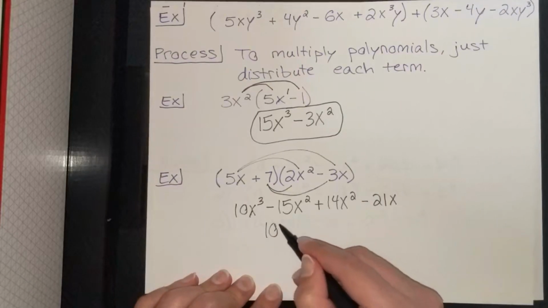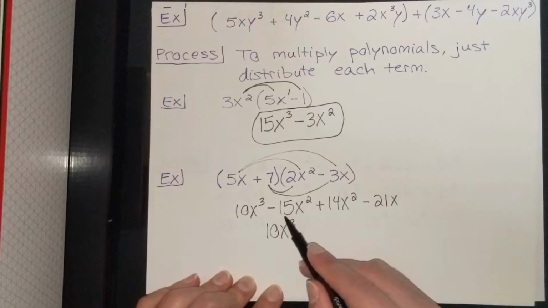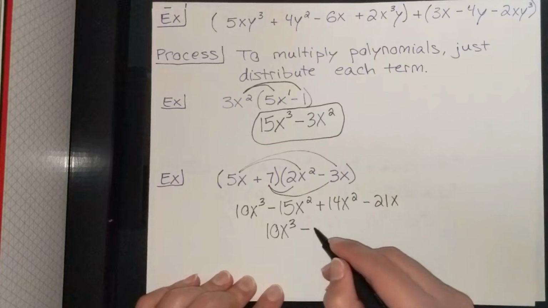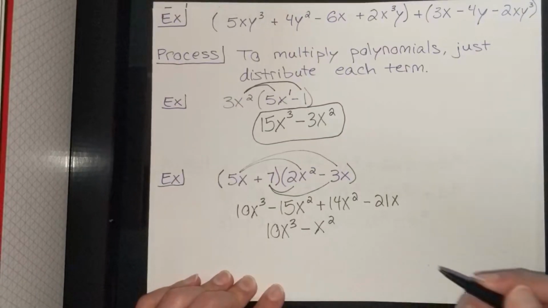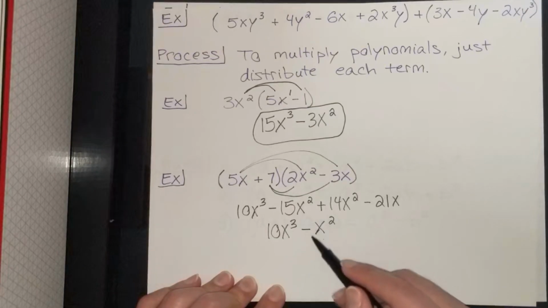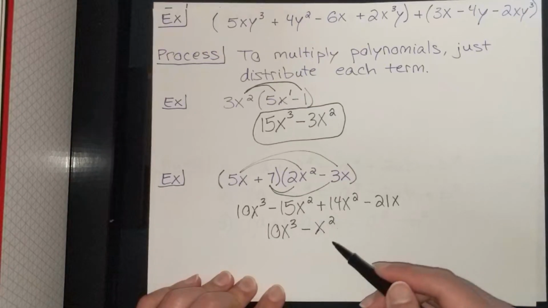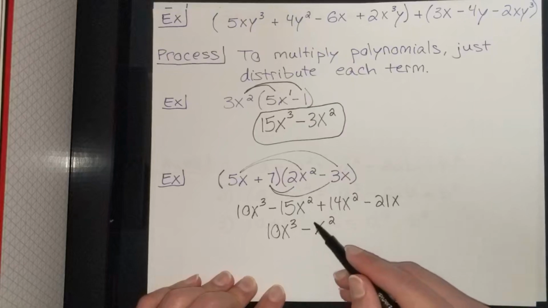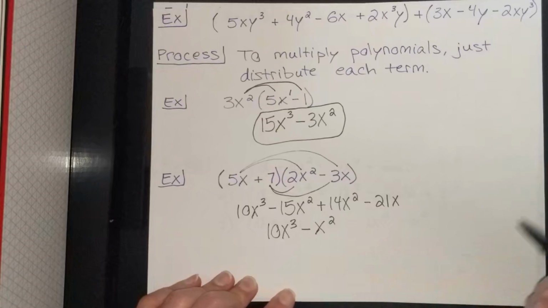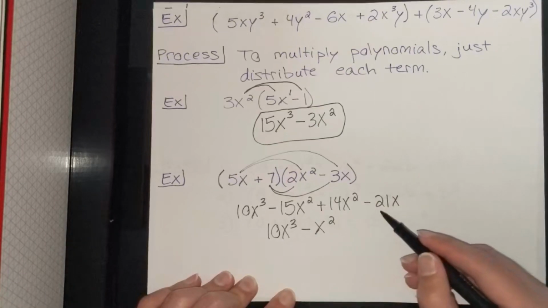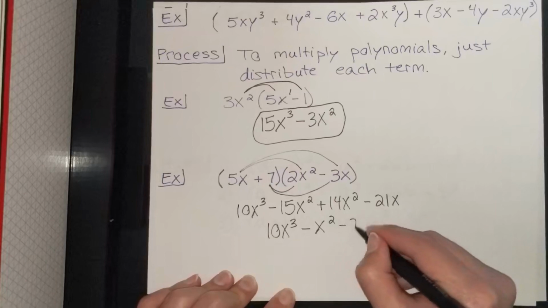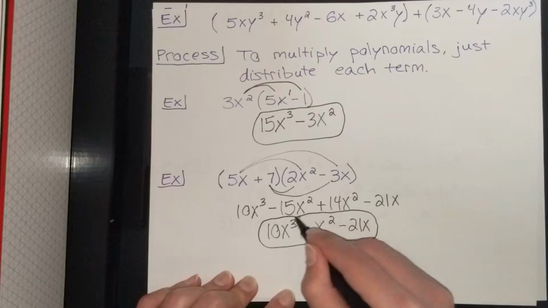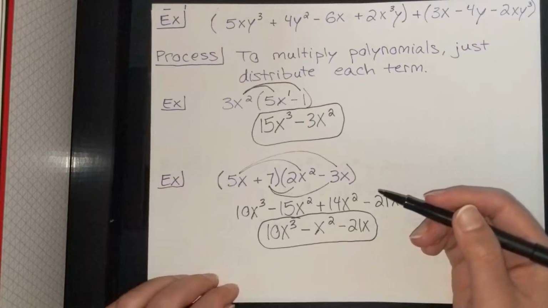So we get 10x cubed. Negative 15 plus 14 gives us minus 1 or minus x squared. Remember, we don't write minus 1 or plus 1x. We always put just minus x squared. We omit the 1. It's not technically simplified to leave it there. And then finally from there we have minus 21x. And this is completely multiplied out.